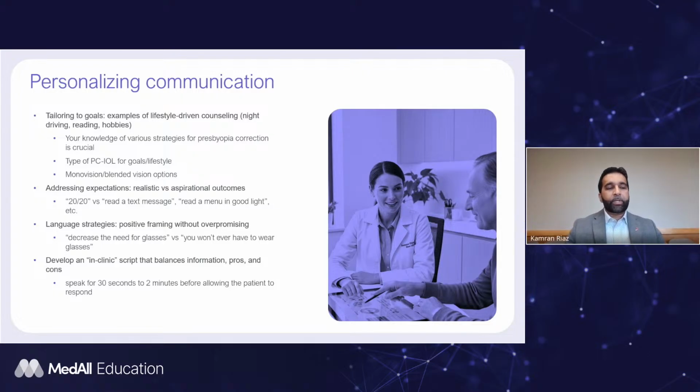We should address expectations, realistic versus aspirational. I think we want to get away from using words like 20/20 or 6/6, and instead talk about reading a text message or reading a menu in a dimly lit restaurant. Those are going to be important things so that patients understand what that means, rather than numbers that for most patients probably mean very little. Using our language to frame things positively is a way we can be honest without overselling.